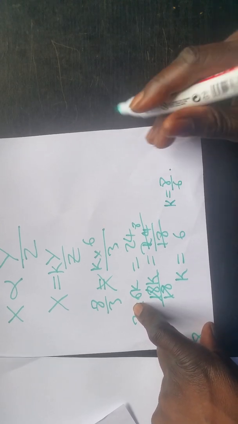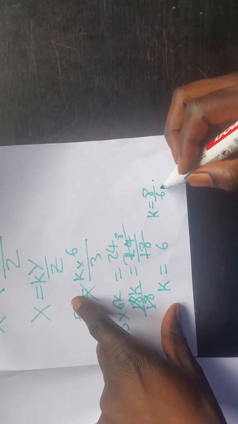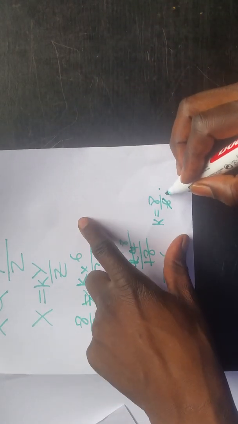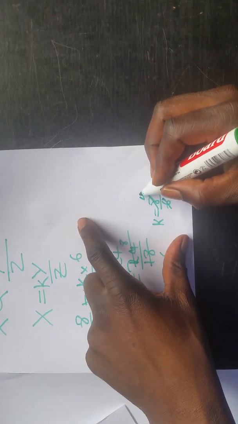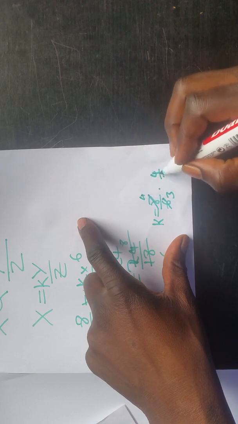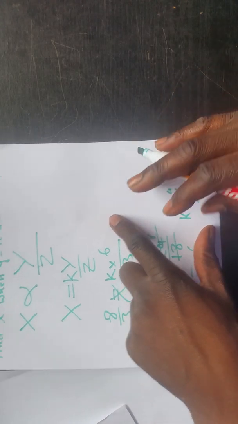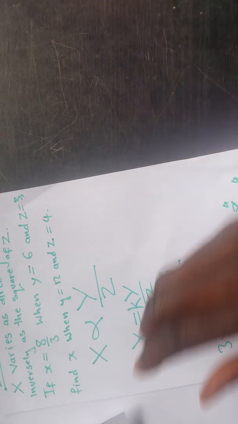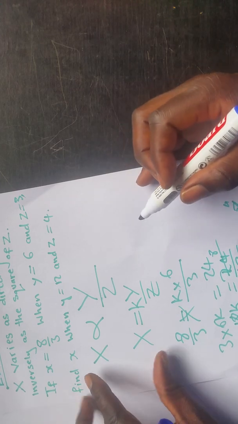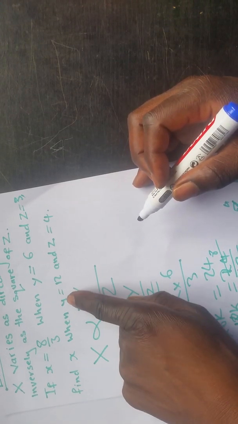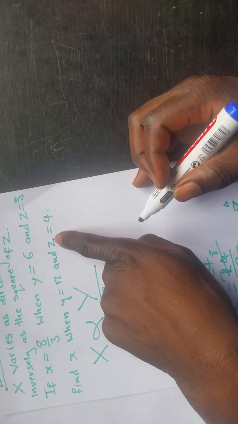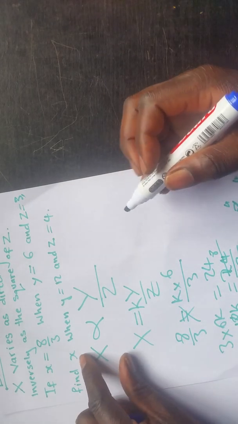Now we can further simplify this one using 2. 2 goes into 8 four times and into 6 three times. So we have 4 over 3. So this is our constant k. Then we are going to go back. Allow me to use a different color of marker. All right, so we're going to go back and find x when y is equal to 12 and z is equal to 4.